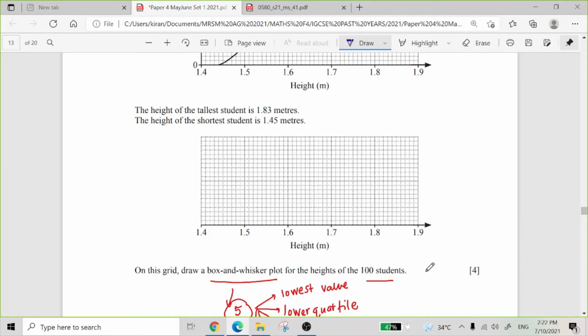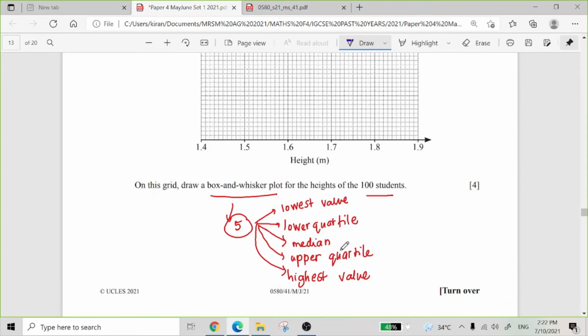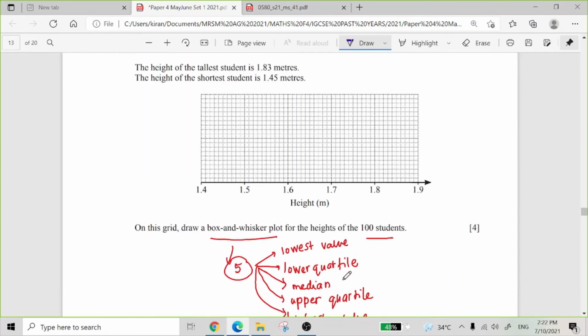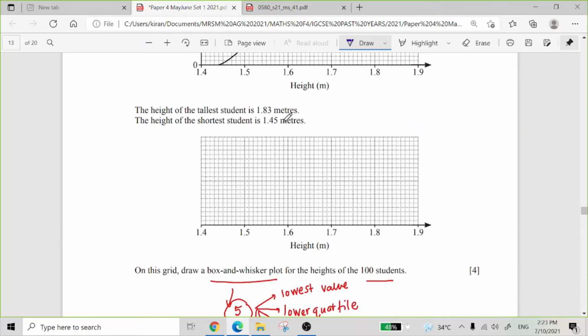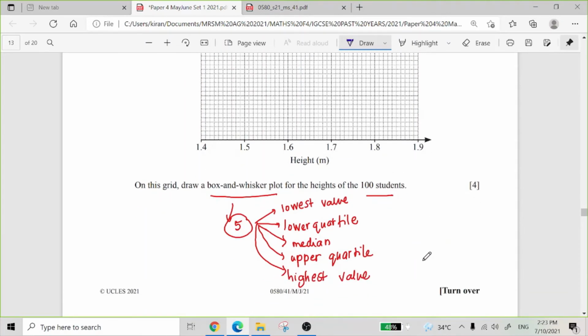Okay, so actually we can draw a box plot from the cumulative frequency diagram. Okay, there are five values you have to make sure you draw: the lowest value, the lower quartile, the median, the upper quartile, and also the highest value. So since we already have the lowest value, which is the shortest student, 1.45, and also the highest value, which is the tallest student, 1.83 meters. Okay, so this one is 1.83, this one is 1.45.